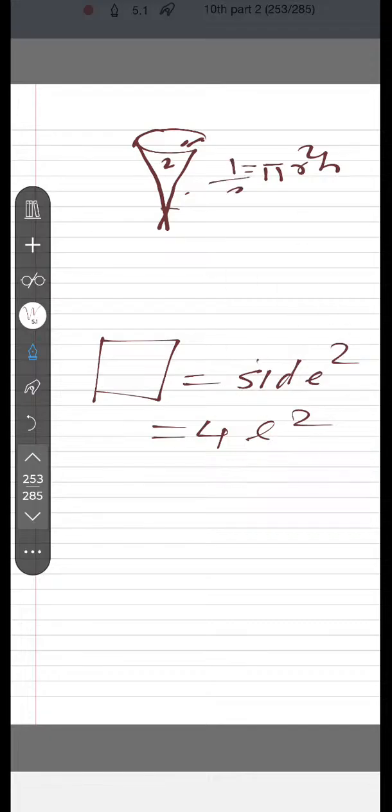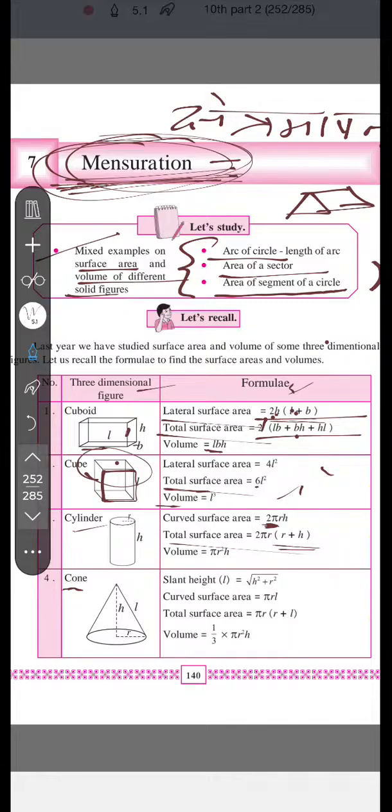Therefore the volume of the cone is nothing but what? 1 upon 3 pi r square. Okay, what? 1 upon 3 pi r square. Hopefully you understand. Chalo. Next, here we have to understand the similar thing.